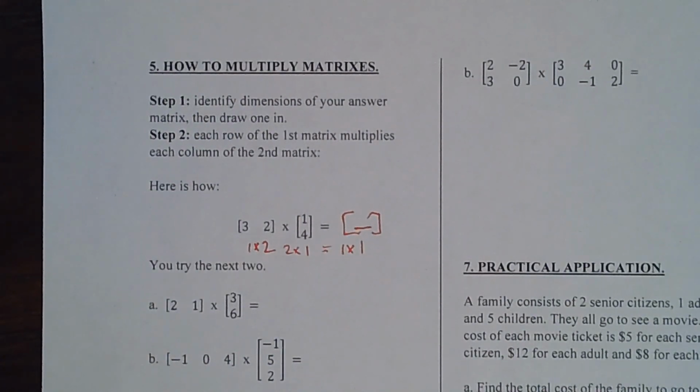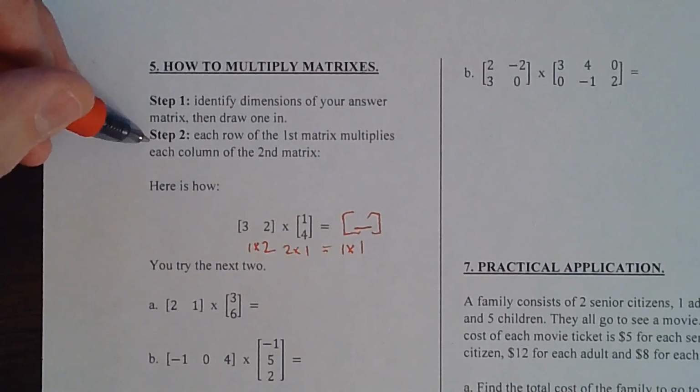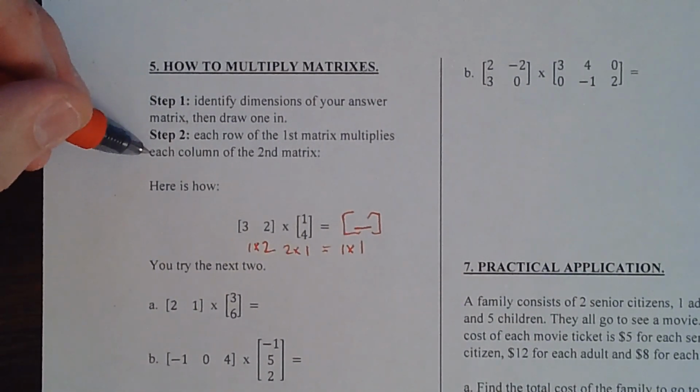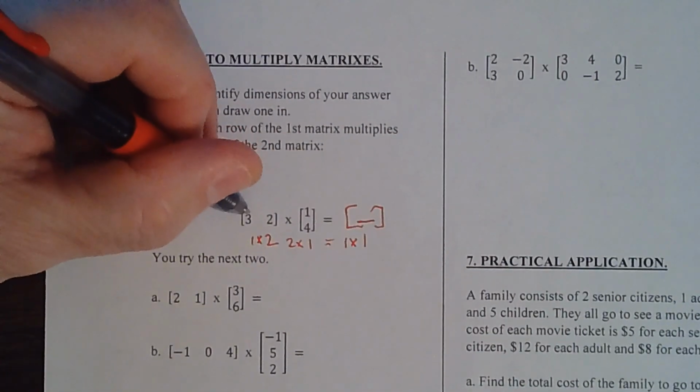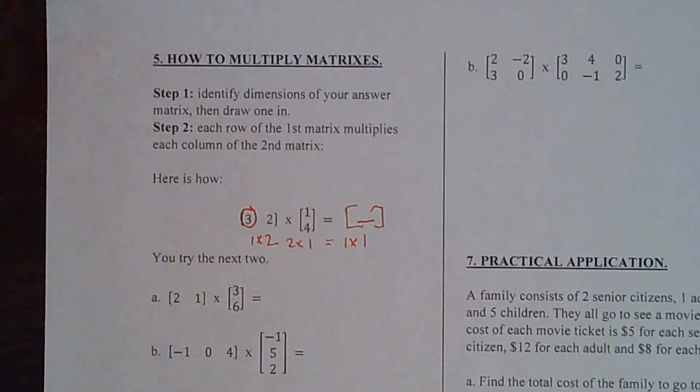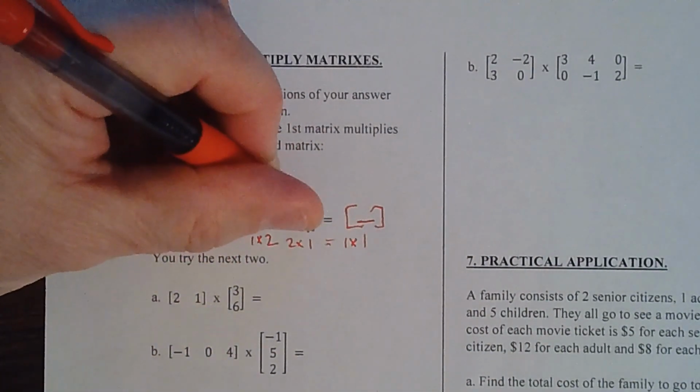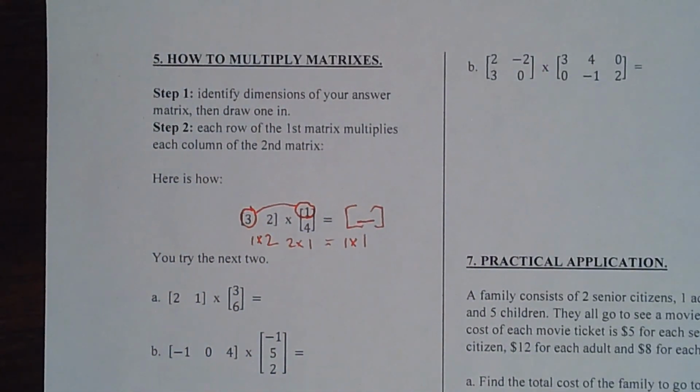All right, how do you multiply matrices? Step 2 says each row of the first matrix multiplies each column of the second matrix. How do we do that? I take the first number of the row of the first matrix, and I'm going to multiply that by the first number in the column, the top number in the column of the second matrix.